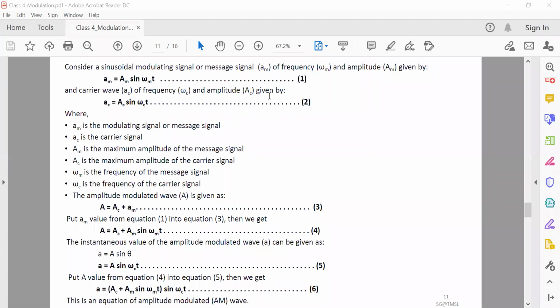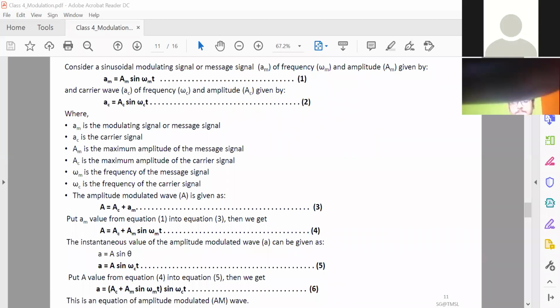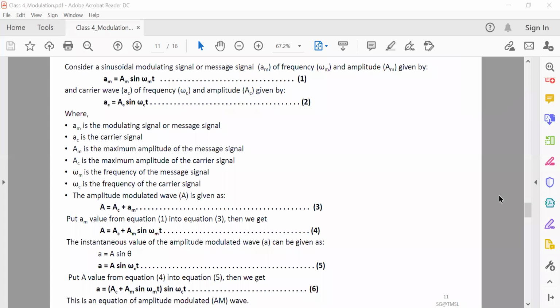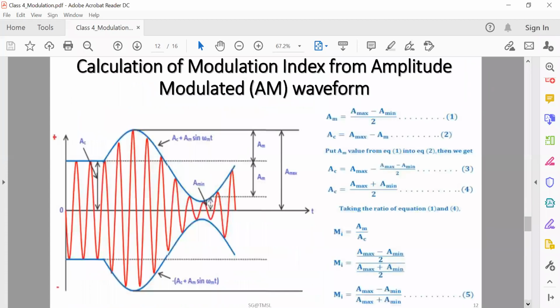Now to get the sideband frequencies, consider again this modulated wave signal, where we can calculate the modulation index. As we have already seen in this lecture, the modulation index is A_m by A_c, the message amplitude divided by the carrier amplitude.